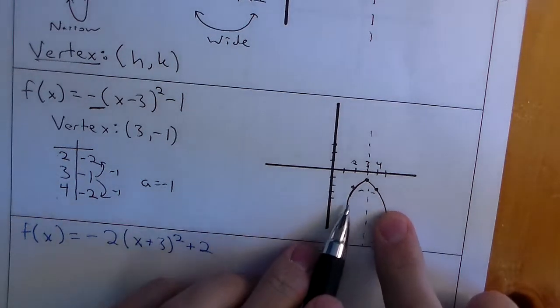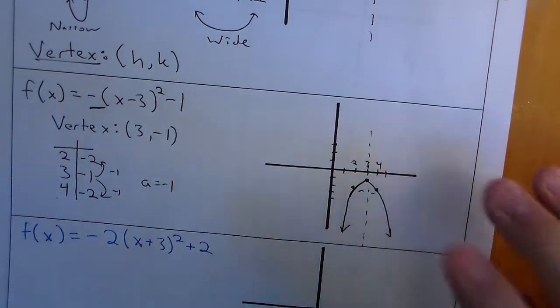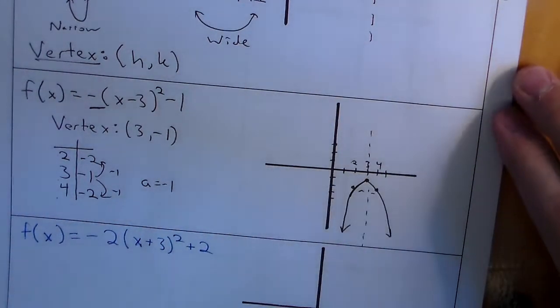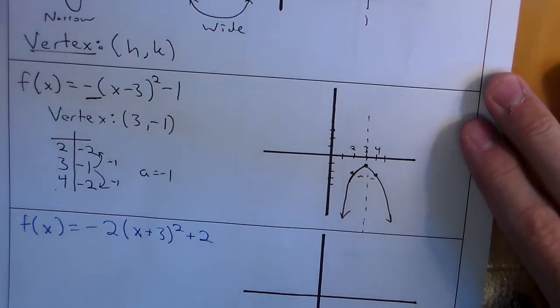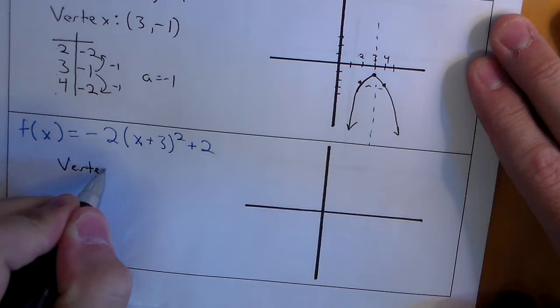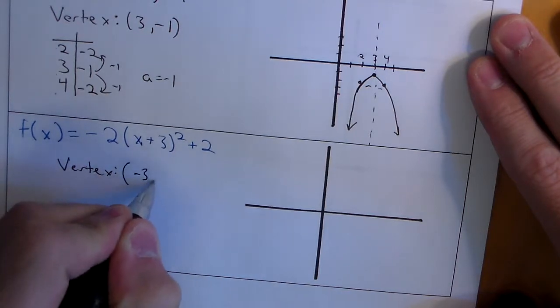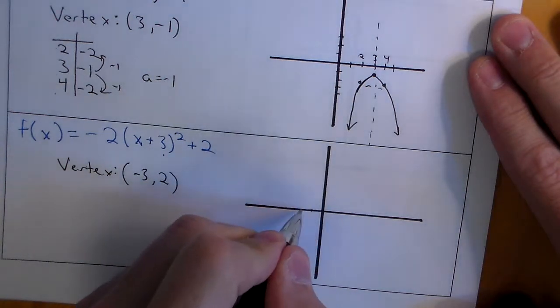It doesn't work to find the other points. If we plugged in 1 and 5, they're not going to change by 1 because it's going to keep getting steeper. But for right now, if we're just sketching these basic parabolas, it's enough to help us out. So let's go to the next one. Vertex is going to be negative 3, positive 2, opposite sign, keep the same.